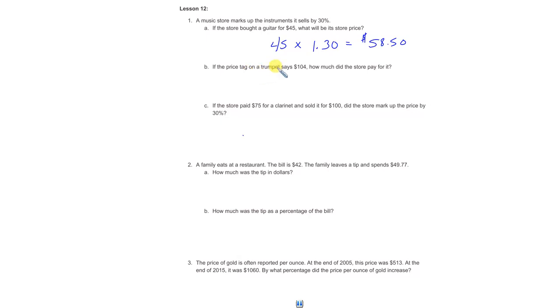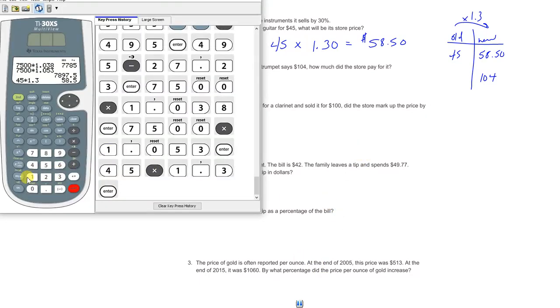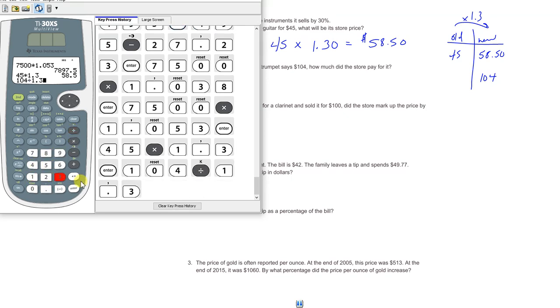If the price tag on a trumpet says $104, how much did the store pay for it? So we're assuming that this relationship stays the same, that they're multiplying the old price by 1.3 to get the new price, which is what they're trying to sell it for. For the first one, we found out that 45 multiplied by 1.3 gave us $58.50. So this one's saying if they're trying to sell this trumpet for $104, what was the price in the first place? So we've got to use division to be able to do that type of problem. So 104 divided by 1.3, and that's going to give us the price that it used to be.